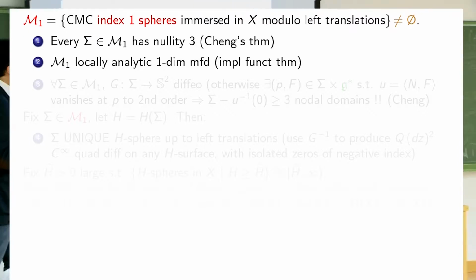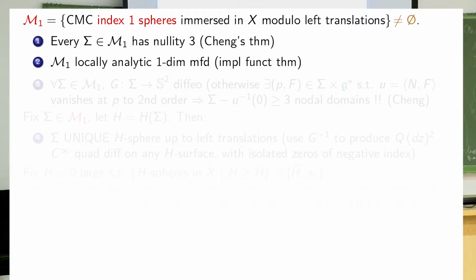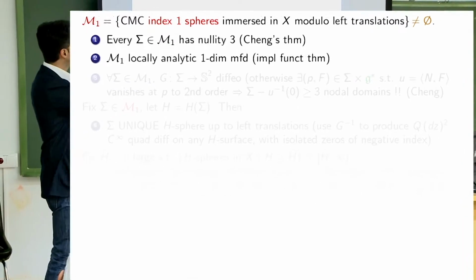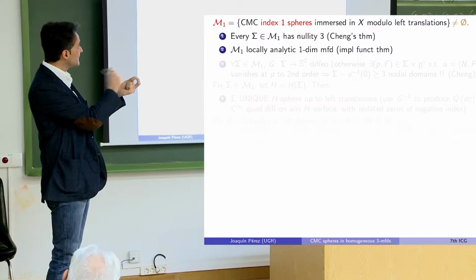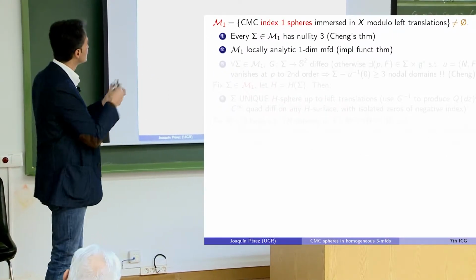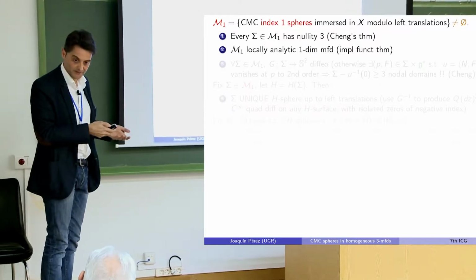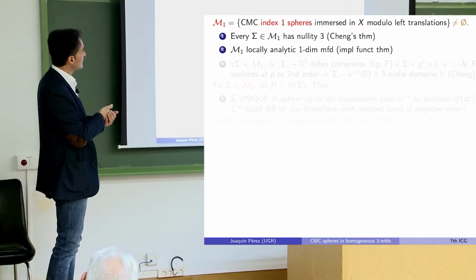Okay? Which means that I can do a standard implicit function theorem argument to the mean curvature operator, and then prove that around any element in M1, you can locally parameterize M1 by a real analytic parametrization. So it's a one-dimensional interval, say. Locally around, just locally.